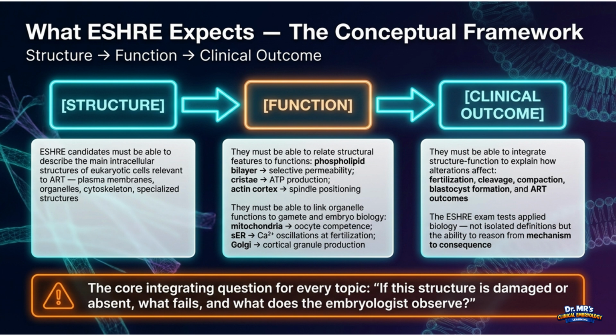Okay, let's unpack that. I want to test that logic right now. Give me an example of reasoning backward from a clinical observation. Sure. Let's take severe blastomere asymmetry on day 2. The observation is that one cell is massively larger than the other. So ask yourself, what failed?